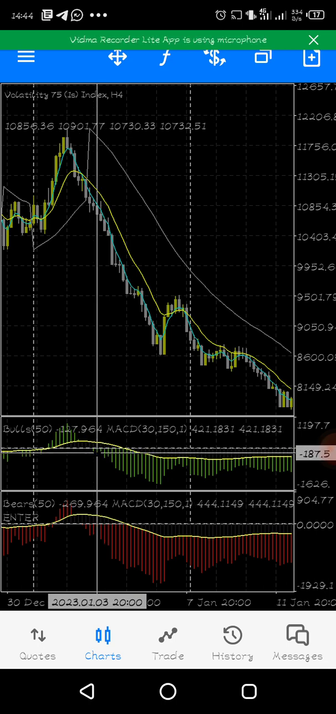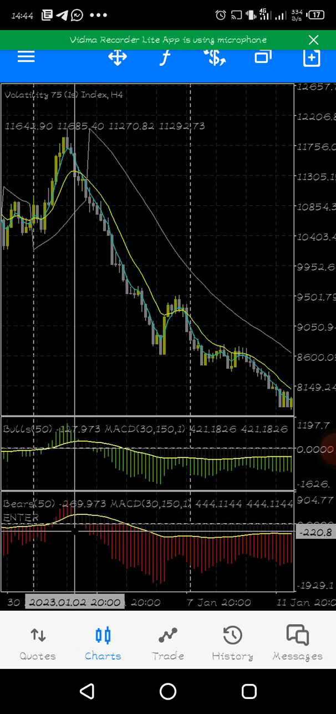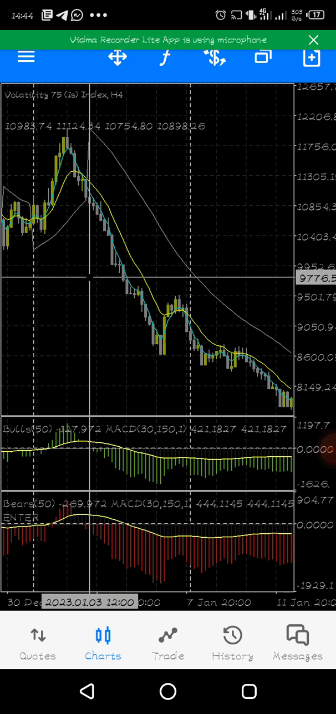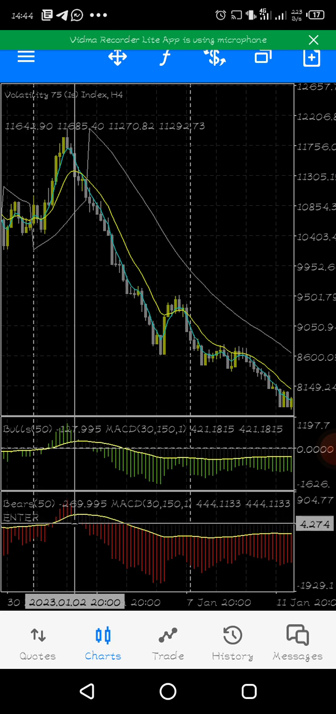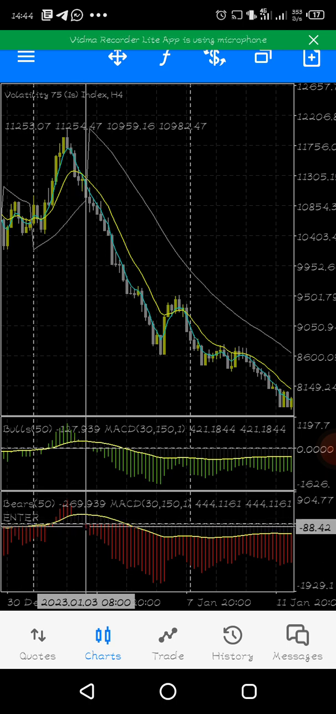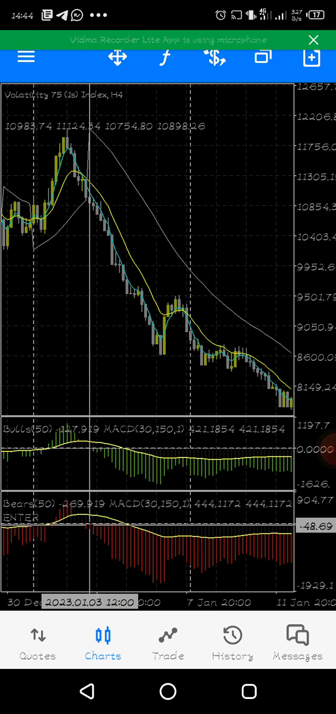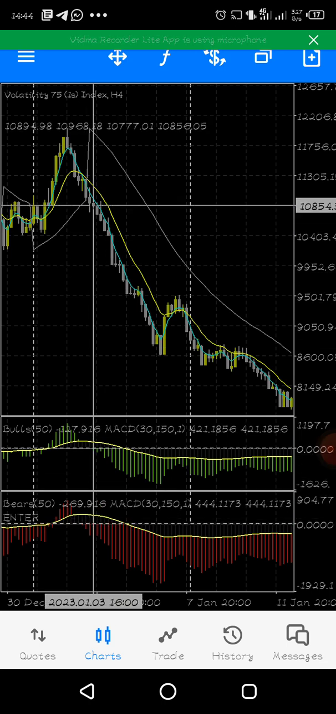Bull's market is for buying, while bear's market is for selling. So if I'm selling, I look for bear's market. Immediately I spot an entry position for sell on bear's market, I can either wait for confirmation, which is around this point.